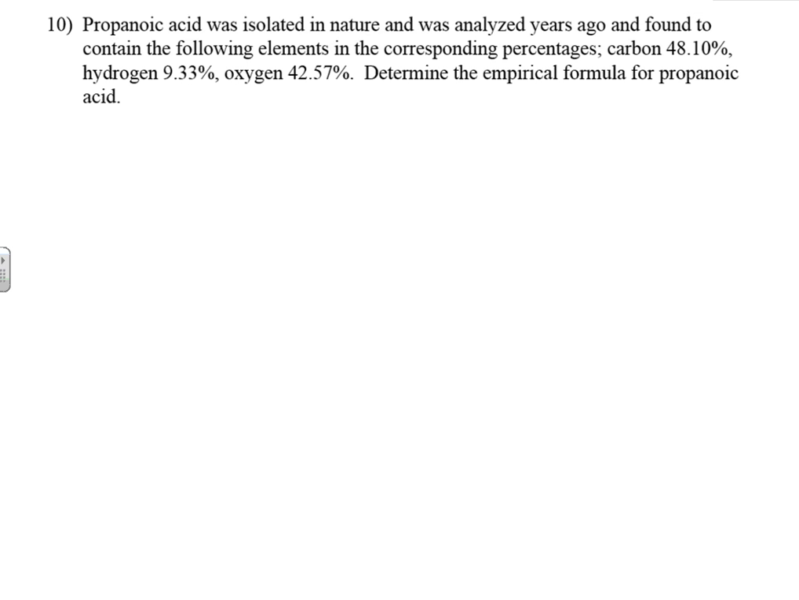So here we have an empirical formula problem. The bottom line is that in an empirical formula problem, what you're trying to do is get to the mole ratio of each of the elements that are present in the compound that you're analyzing. In this case, we're starting with percentages, so it's a pretty easy route to get to moles of each element.